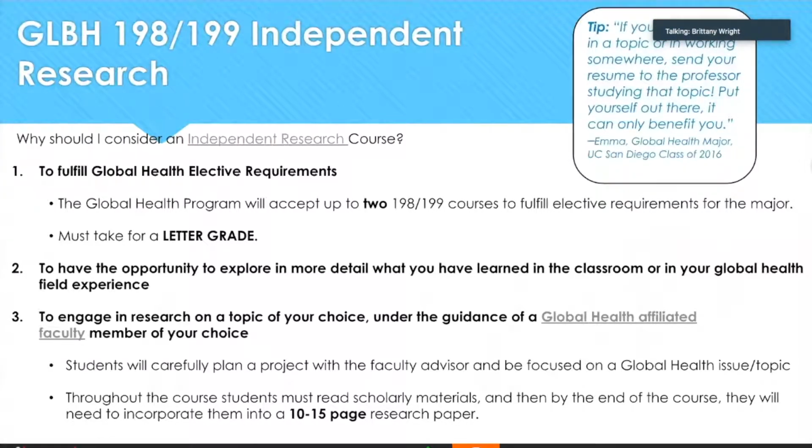Emma, who's a global health alumna, recommends that if you're interested in a topic or in working somewhere, send your resume to the professor studying that topic. Put yourself out there. It can only benefit you. Emma ended up having many research opportunities during her time at UCSD. She worked at the Center on Gender and Women's Health, and she's now attending Emory University to receive her master's in global health.